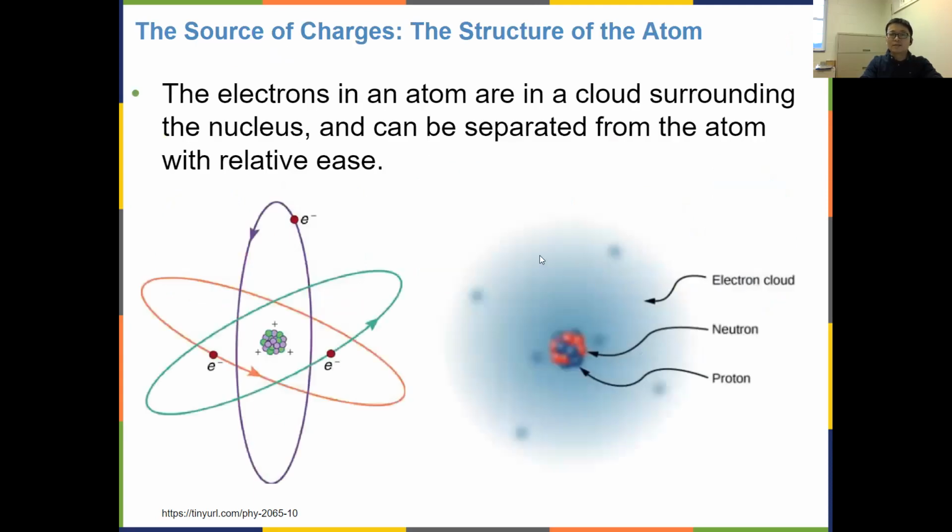So the source of charge is inside an atom. There's the nucleus that consists of protons and neutrons, in which protons are positively charged and neutrons are neutral. That's why they are called neutrons. And surrounding the nucleus, there are electrons orbiting around. So electrons are negatively charged, okay? So if an electron is being separated from the nucleus, then the atom becomes positively charged. Okay. And if another atom gains an electron, then that atom becomes negative in that sense.